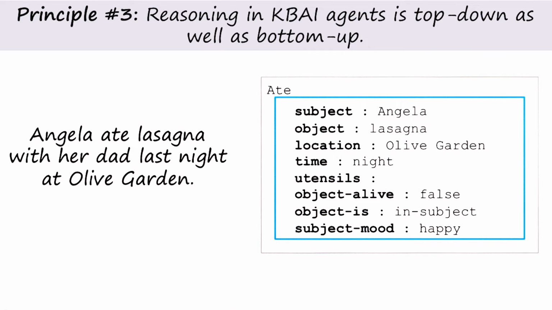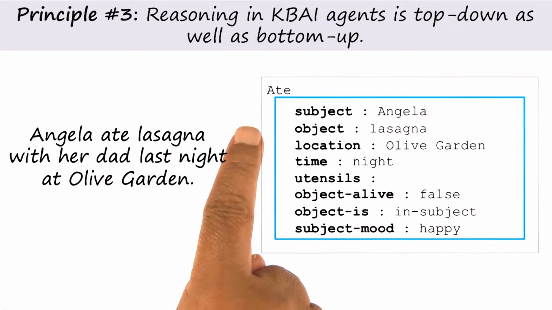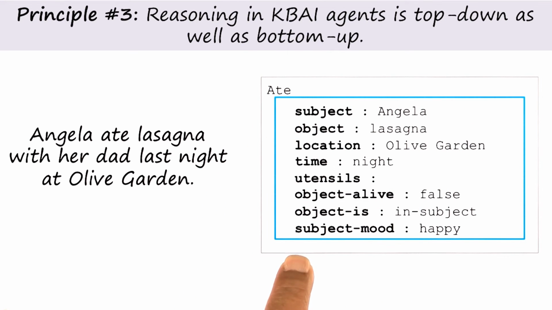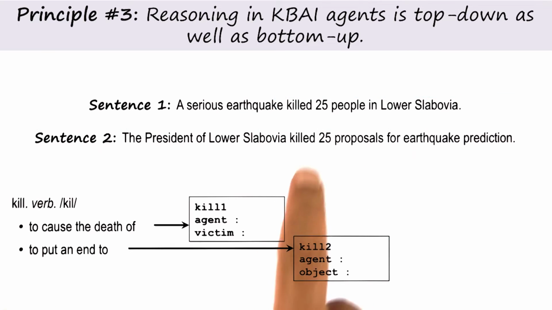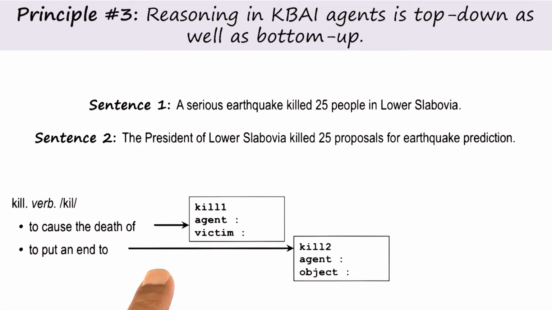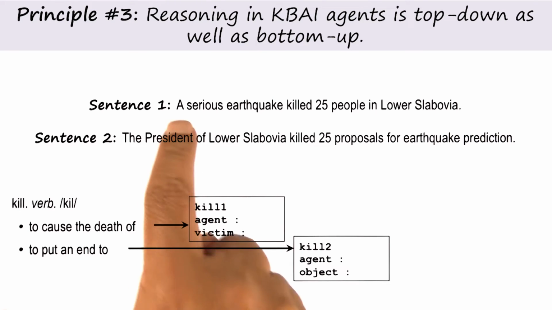Frames were an example of this kind of top-down reasoning. We had the input, Angela ate lasagna with her dad last night at Olive Garden, and the processing of this input led to the invocation of this particular frame. Once this frame has been pulled out of memory, it can generate a lot of expectations. For example, was the object alive when Angela ate it? False. Where is the object now? Inside the subject. What is the subject's mood after she had dinner? She was happy.